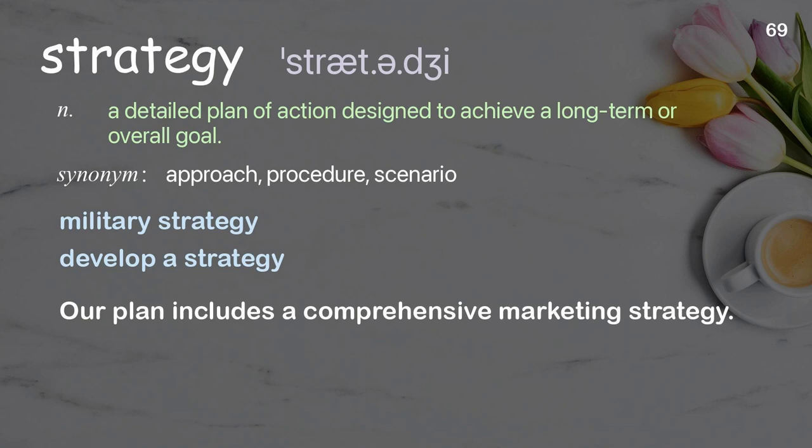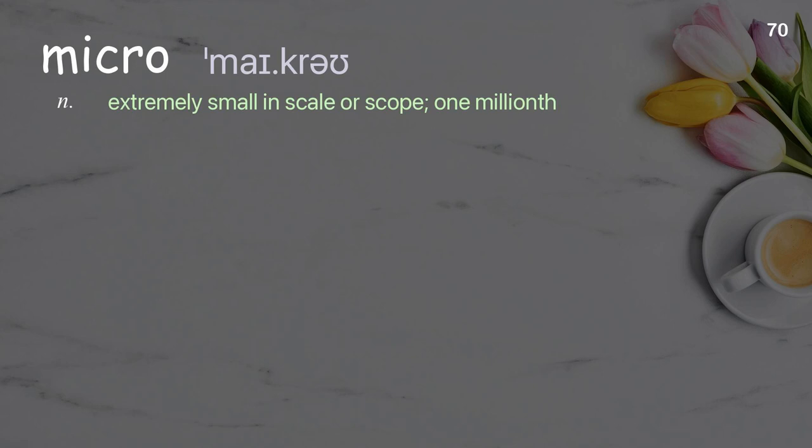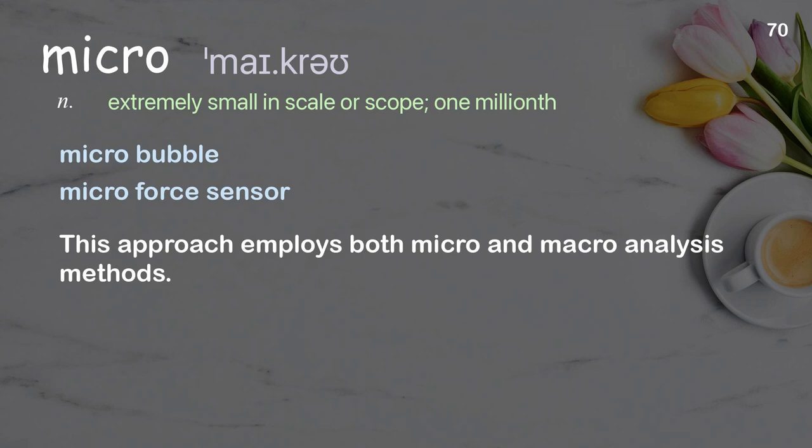Micro. Extremely small in scale or scope, one millionth. Examples. Micro bubble. Micro force sensor. This approach employs both micro and macro analysis methods.